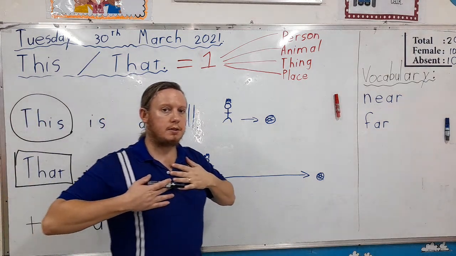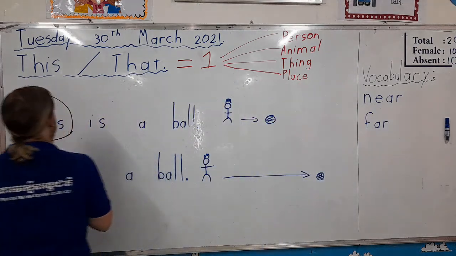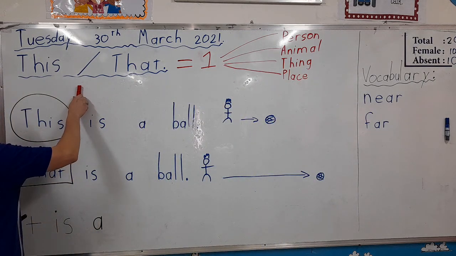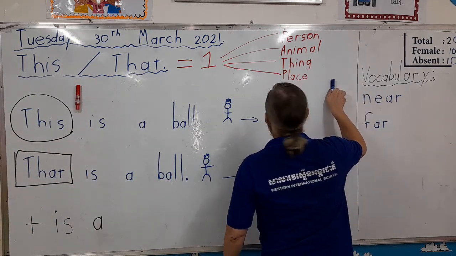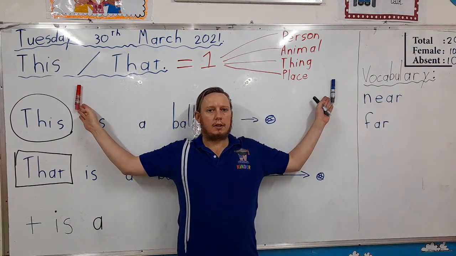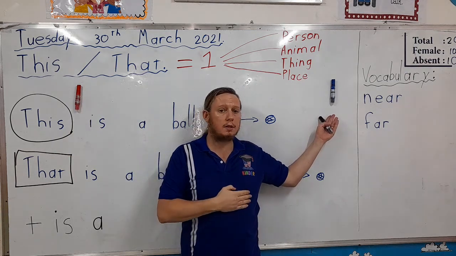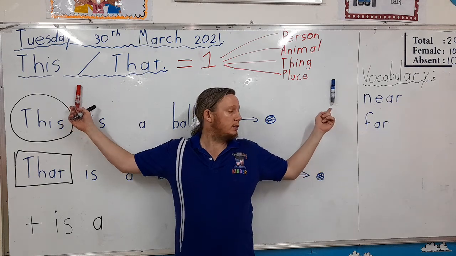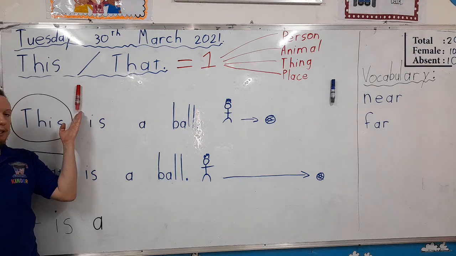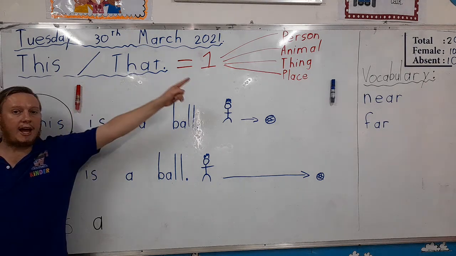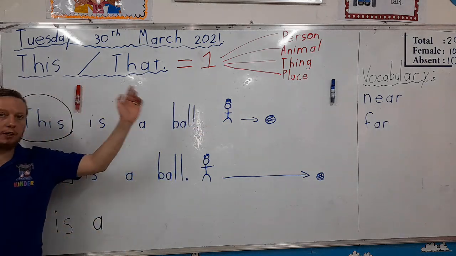This, close. That, far. Let me show you. If I put the red marker here and the blue marker here, you can see them nicely. I'm in the middle. I can say, this is a red marker and this is a blue marker because they're still so close that I can touch them. But if I stand here, this is a red marker. That is a blue marker. Remember, we use that if it is far away.